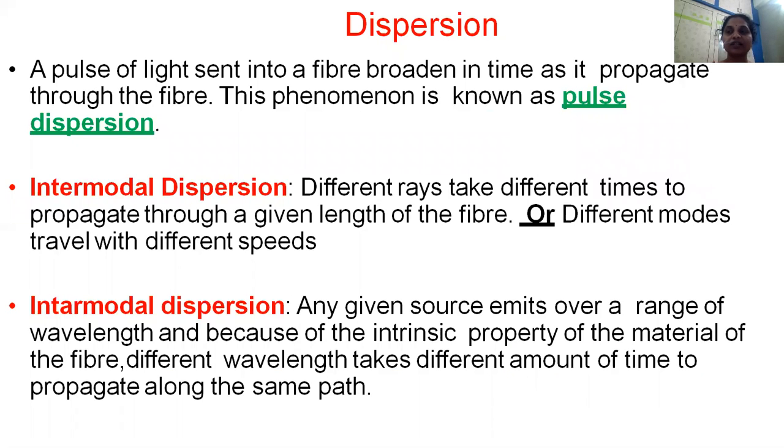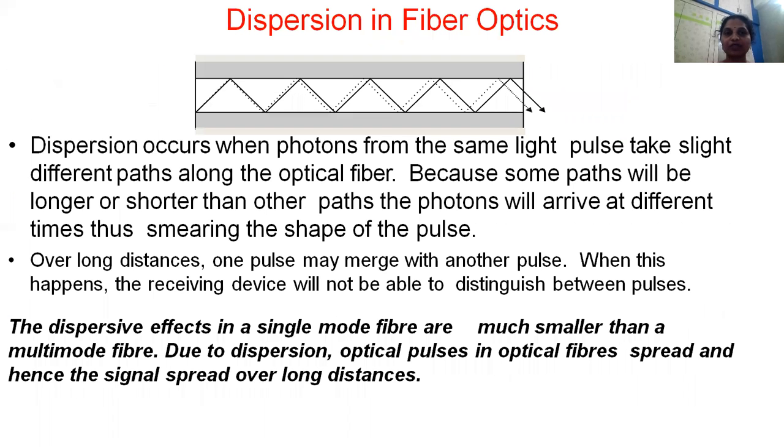This we have already initiated in the intermodal dispersion. Different rays take different times to propagate through the given length of the fiber, so they travel with different speeds. Intramodal dispersion occurs when a source emits over a range of wavelengths, and because of the intrinsic property of the material of the fiber, different wavelengths take different amounts of time to propagate along the same path. That's why intermodal dispersion will be more in step index fibers, because the refractive index is uniform. But in graded index fibers, since the refractive index varies, there is less loss due to intermodal dispersion.